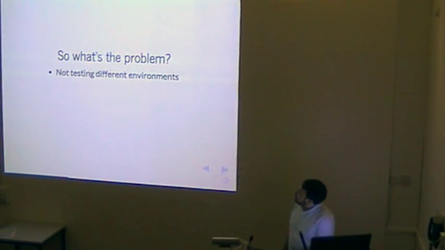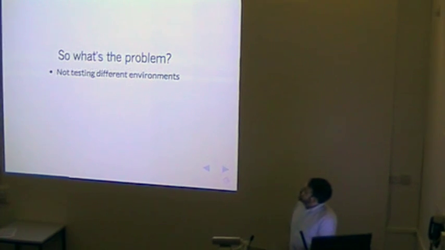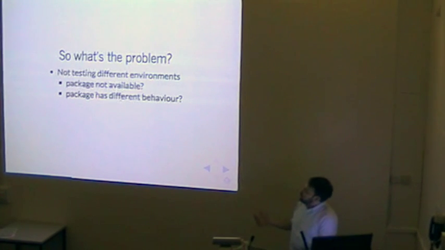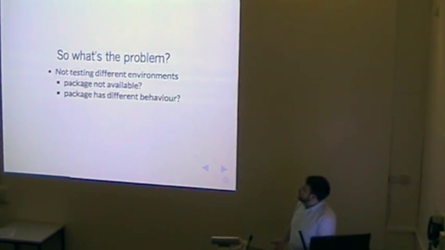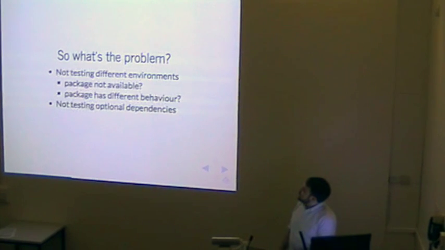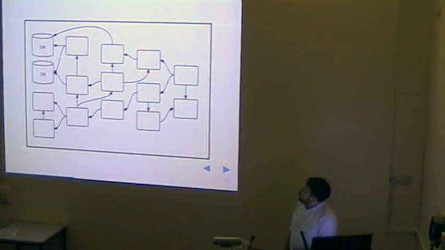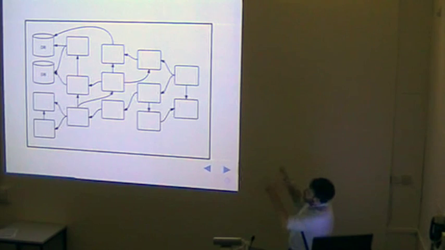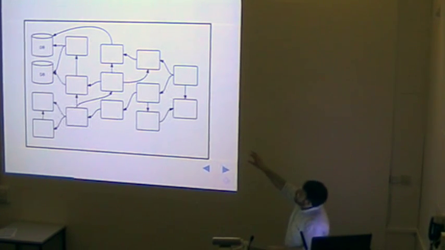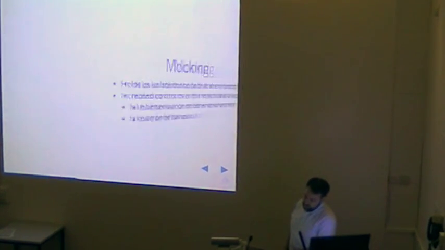This slide's a bit vague, but we're not really testing under different environments. We're just basically running the code, and that's that. You need to start thinking about what you do if a package isn't available, or if there's different behavior on a different system. You're not testing optional dependencies. You're not testing edge cases. Here's a random diagram of the complexity in the system. So you're trying to test a unit in it, but there's a lot of dependencies either way.